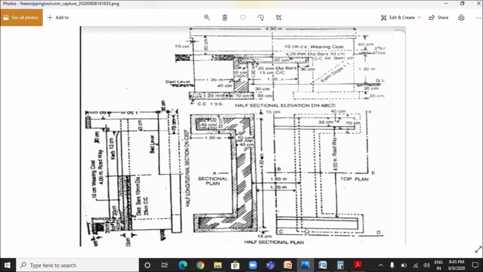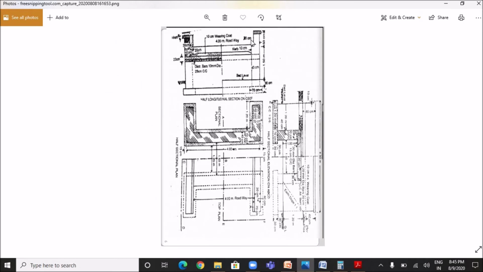Next, the inner side of parapet excluding the coping. We have to do the pointing work on the inner side of parapet, and the number would be 2 because here pointing work is to be done and this side also pointing work is to be done. The length would be 4.7 meter. We have to find out the height.